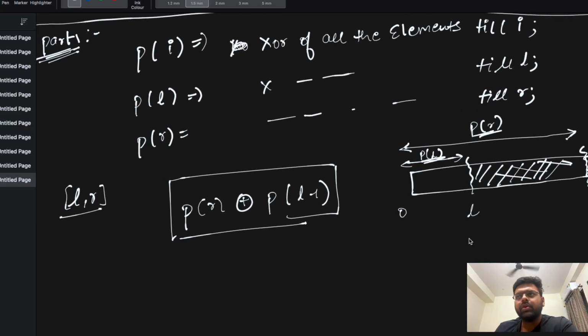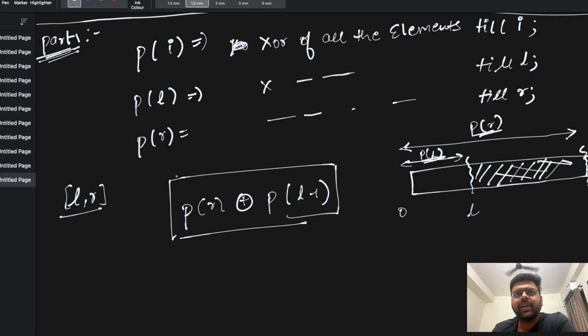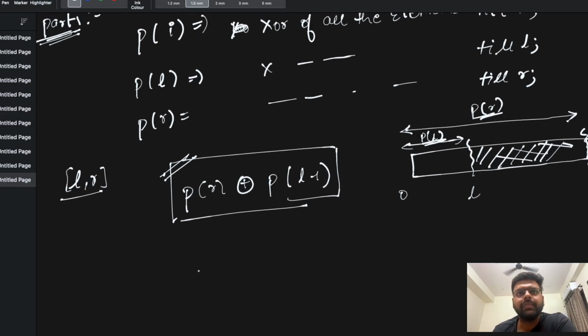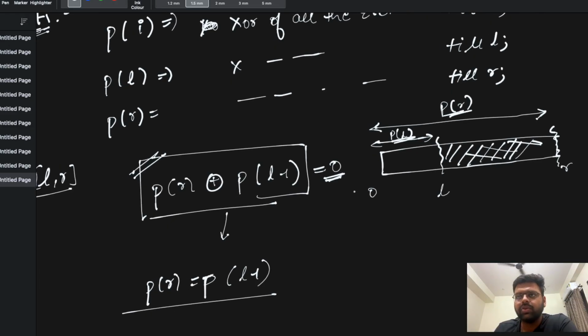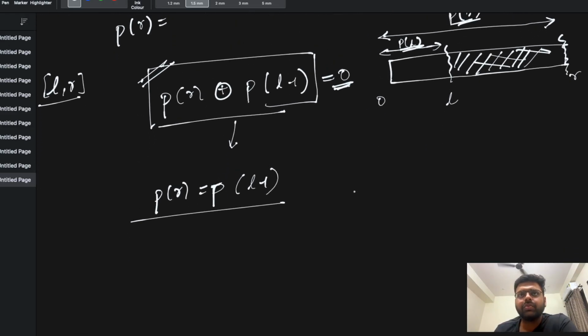So the first thing we have understood is how we easily find the XOR using prefix XOR. Now what they have told is that this XOR should be 0. This XOR would only be 0 when prefix of R is equal to prefix of L minus 1. When both of these XORs are equal, only then the XOR of both of them would be equal to 0. So we have solved this first part.